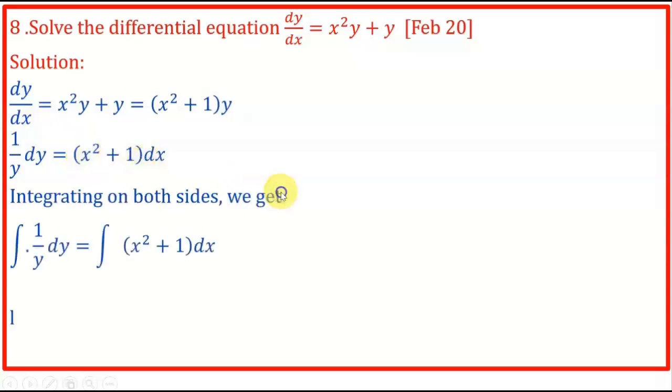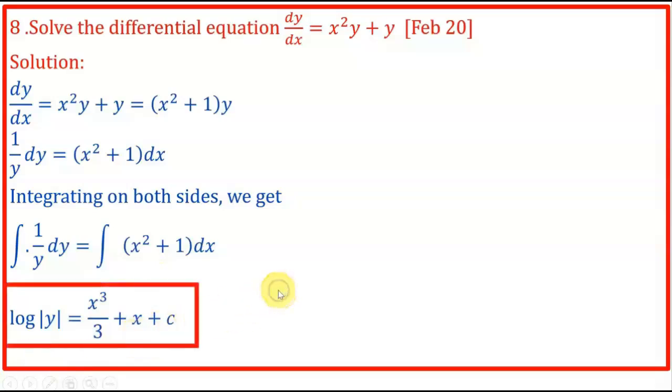Integrating on both sides, you will have the integral of 1/y dy equals the integral of (x squared + 1) dx. What is the integral of 1/y? That is log y. The integral of x squared is x cubed/3. The integral of 1 is x, plus c. Okay, and this is the required solution.